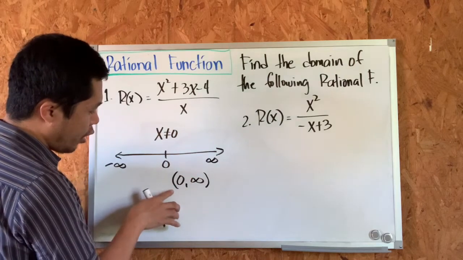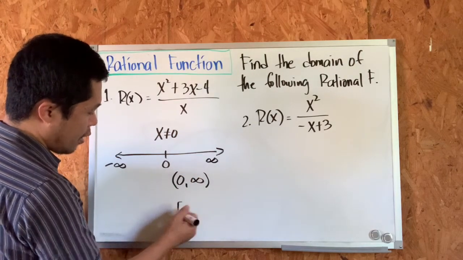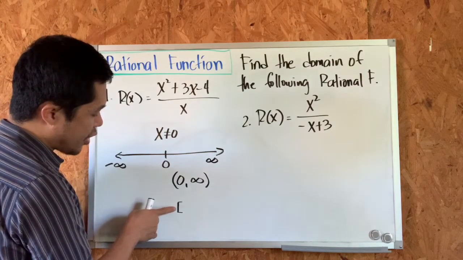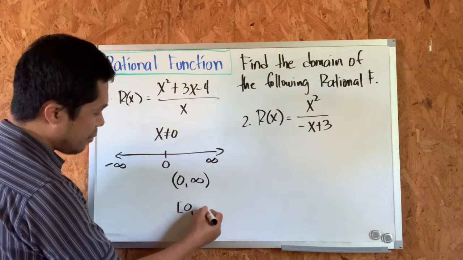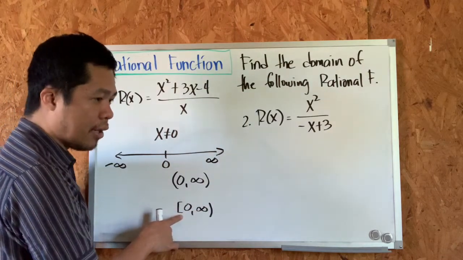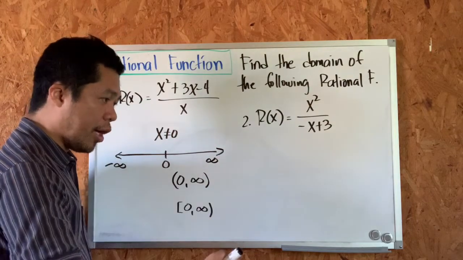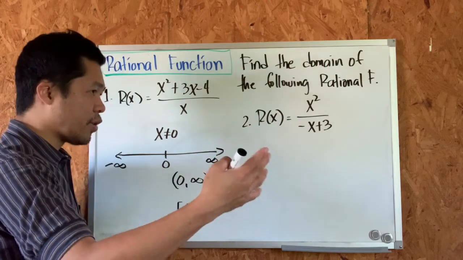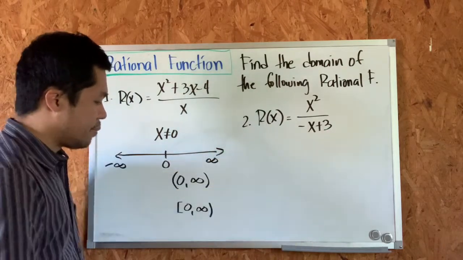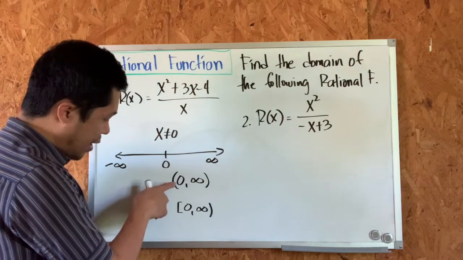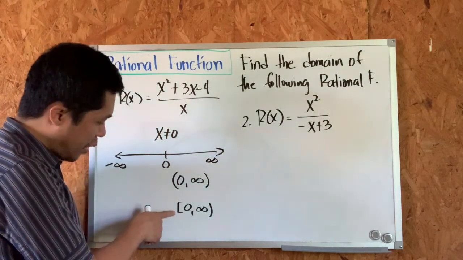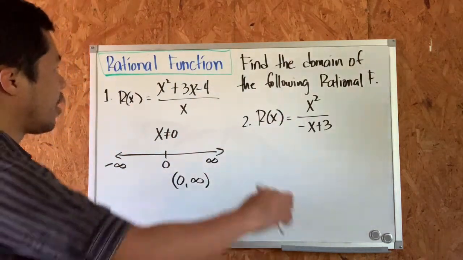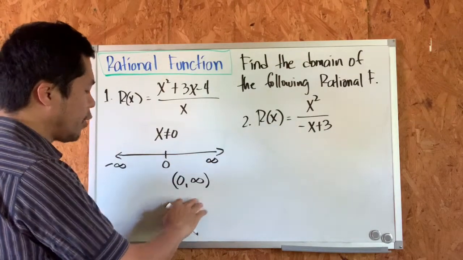Okay. So we will use this symbol instead of this. What's the difference of these two symbols? The meaning of this symbol is that 0 is included in the domain. This means 0, 0.00001, 0.000002 until positive infinity. So this symbol means 0 is not included, and this one means 0 is included. That's why in finding the domain of a rational function, we will only be using parentheses.